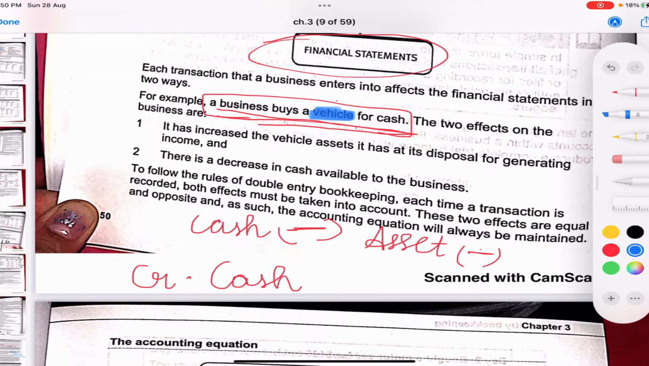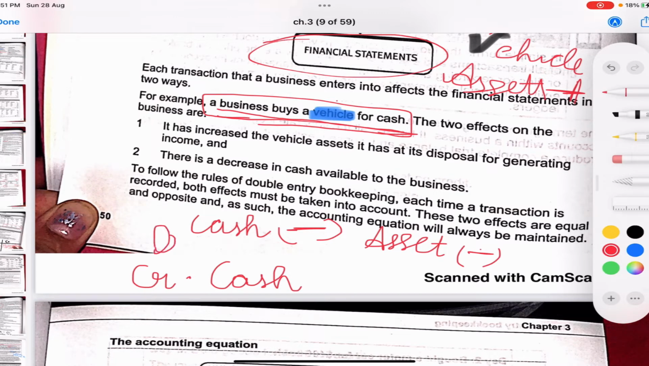But still, when you go about our approach, let's see how that works. So we have a vehicle, right? Vehicle is an asset. So since we are buying it, our assets increase. When our assets increase, what happens? It gets debited. So obviously we will debit the vehicle account or asset account.